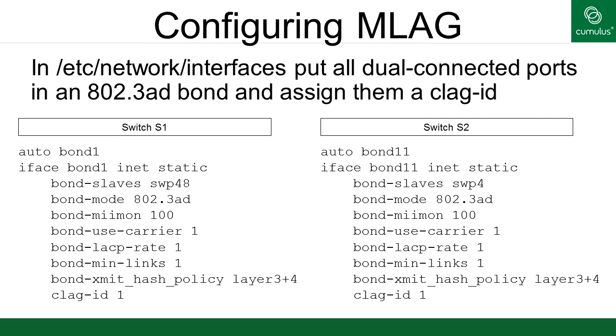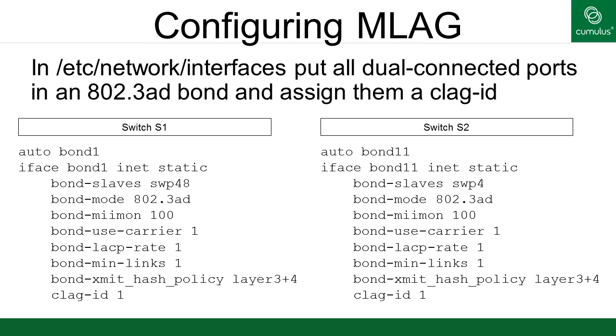And in switch S2, switch port 4 is connected to the same host as switch port 48 in switch 1. So we put swp4 in this bond, and then we give it also the CLAG ID of 1. And the MLAG daemon is going to compare the CLAG IDs of these two bonds along with the partner MAC address. That's the server or the host that these both are connected to. It's going to make sure that everything is cabled up correctly before it forms the dually connected MLAG.